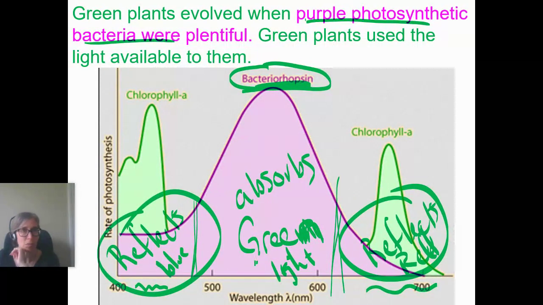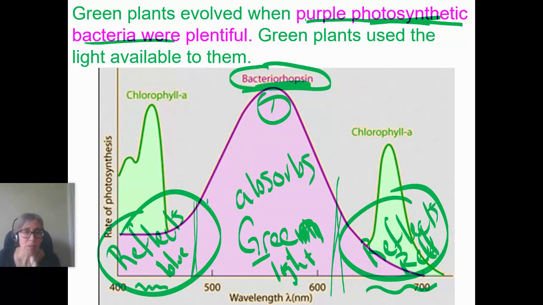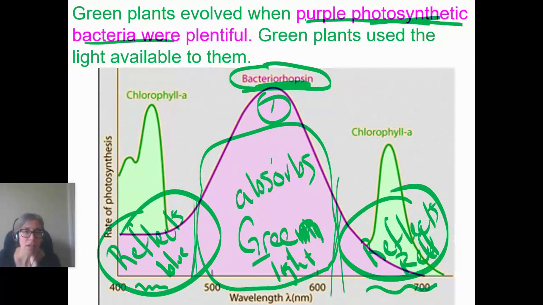So instead, they're absorbing green. So how did green plants evolve? Well, we think that these purple photosynthetic bacteria were here first. And so they absorbed all this middle spectrum. They absorbed the green light. And that means they left the blue behind and they left the red behind. Well, when there's something available in the ecosystem and another organism can use it, that other organism is going to be able to survive and make babies, right?